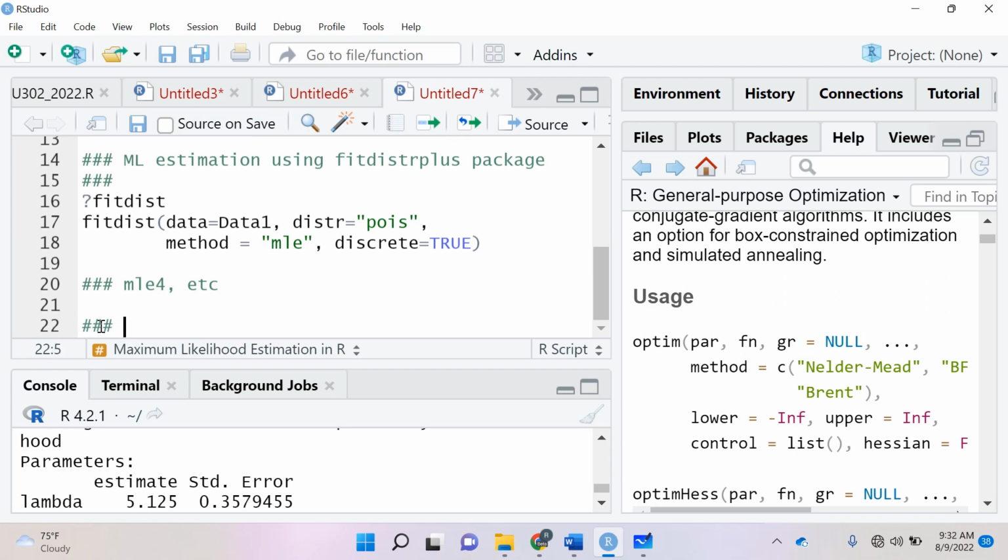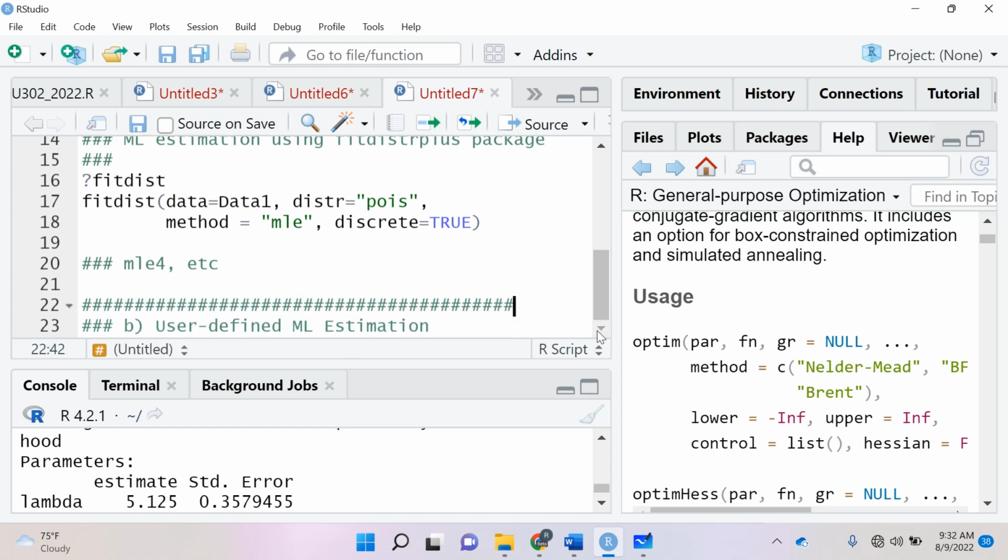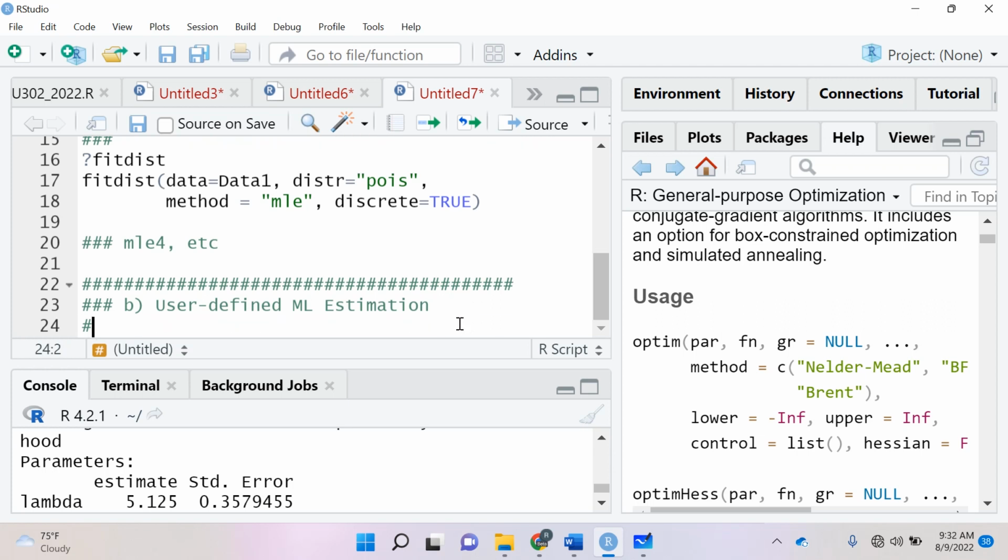So now I go to the B part, which is using user defined. I am terming it as user defined ML, maximum likelihood estimation. And what do I mean by user defined ML? Well, in the previous two that I have done, I have not really done any of the work. I just call the data, and then I get some functions in R. I just call them, and they fit my distribution for me.